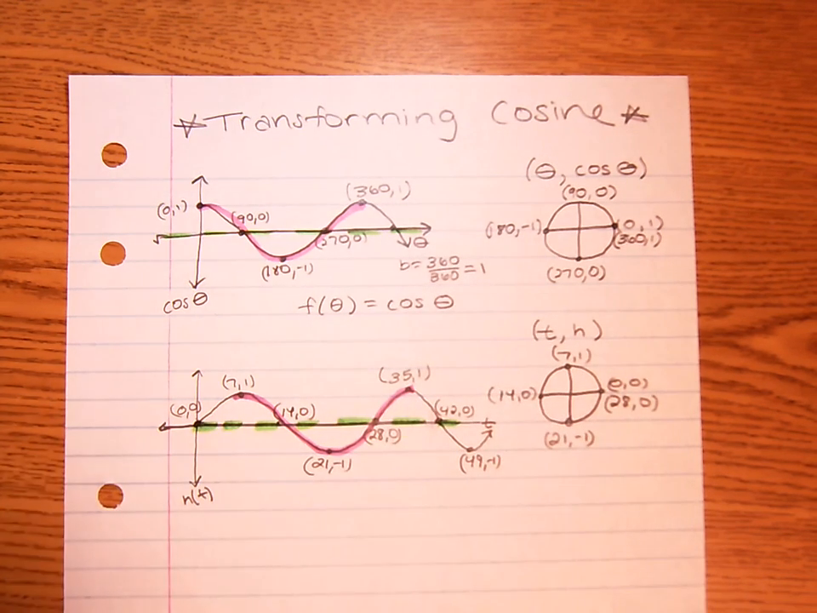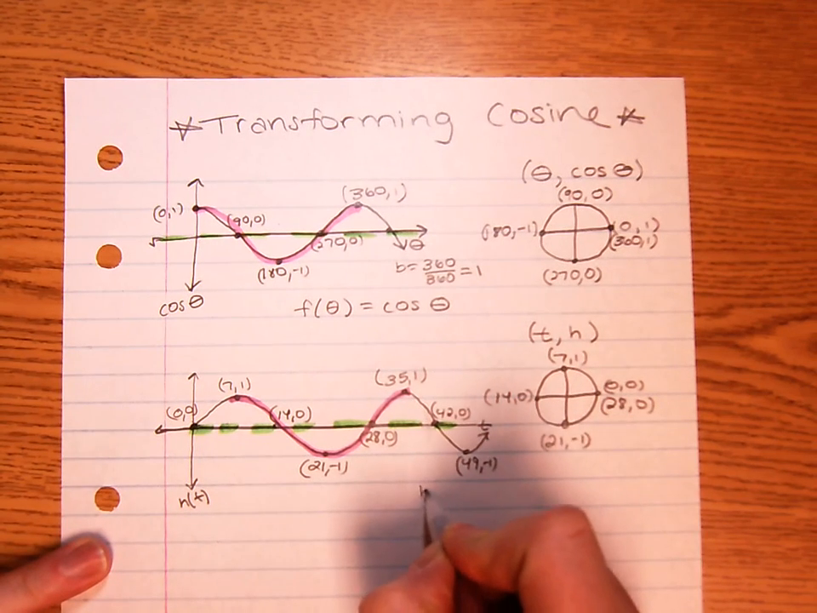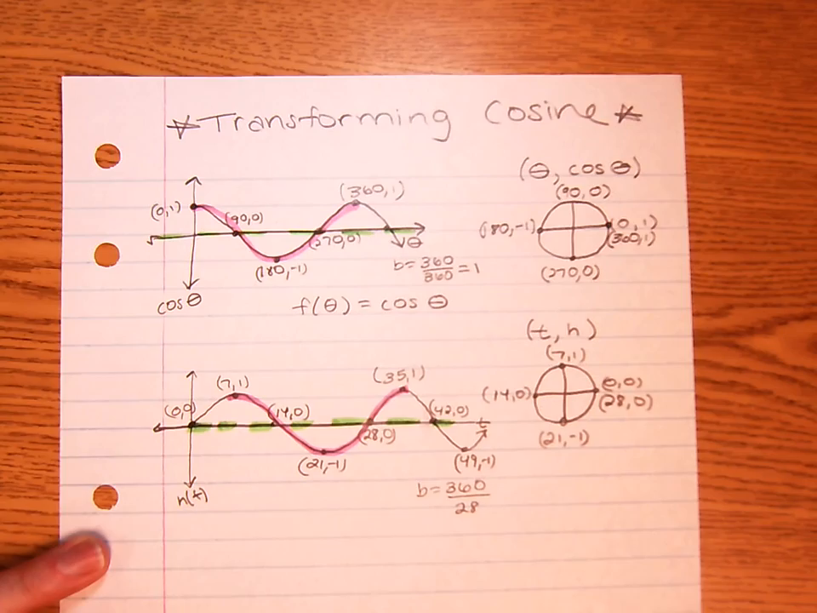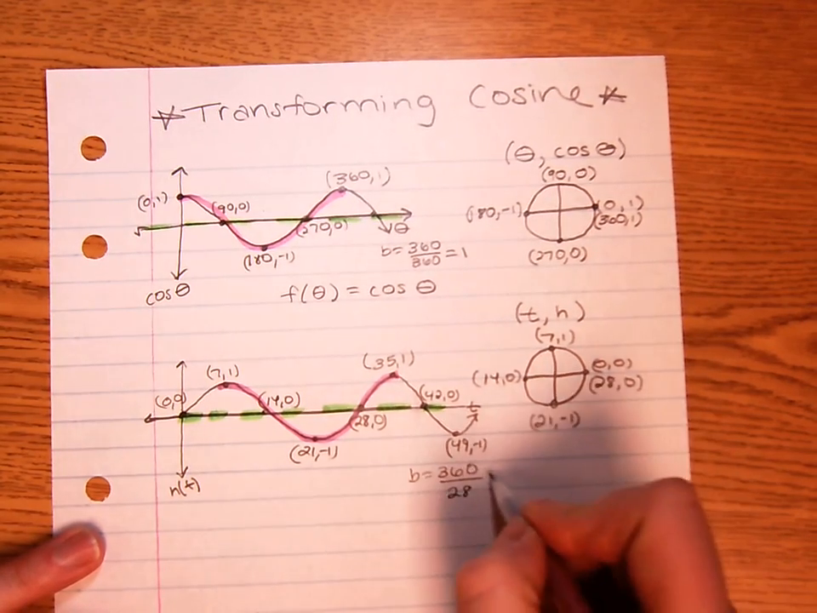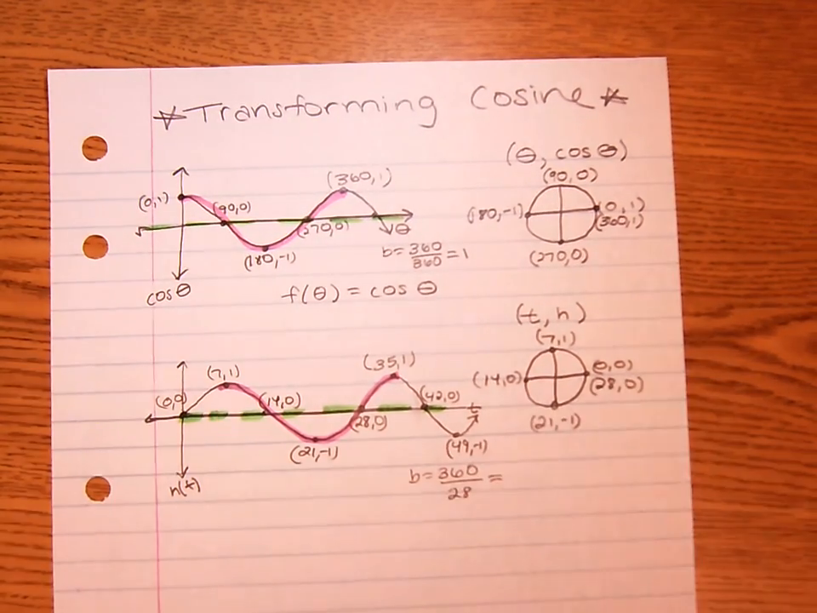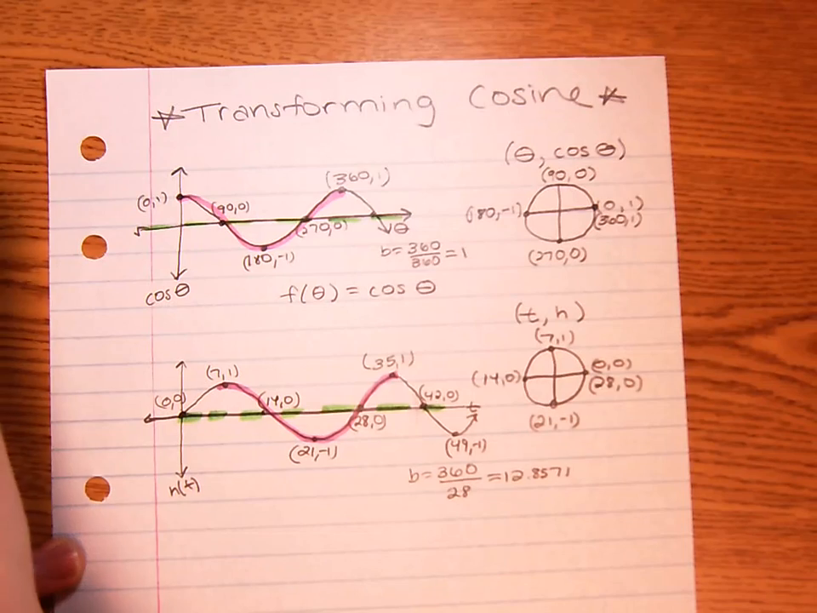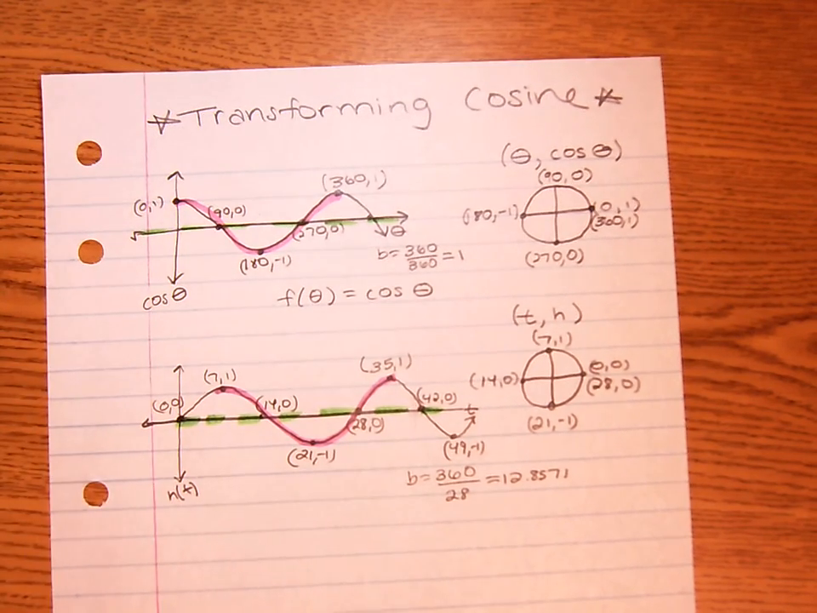So our center line is still at 0. Our frequency would end up being the same because remember our b value is just 360 divided by the period. The period is still 28 seconds no matter where you choose to model from. So I believe yesterday we got 12.8571, if I remember correctly. Let me just double check that. 360 divided by 28, yeah, 12.8571.